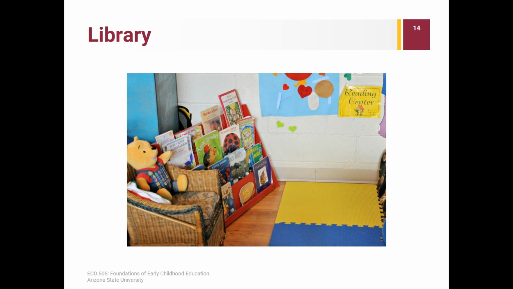This picture shows a library on a much smaller scale. Notice how there is a child-sized bookshelf, a soft chair, and a soft stuffed animal. We could add pillows to the floor, and this would be a welcoming, soft place to be. In the library, children develop fine motor skills through turning pages, language and literacy skills, and cognitive skills as they learn how to retell and sequence stories.